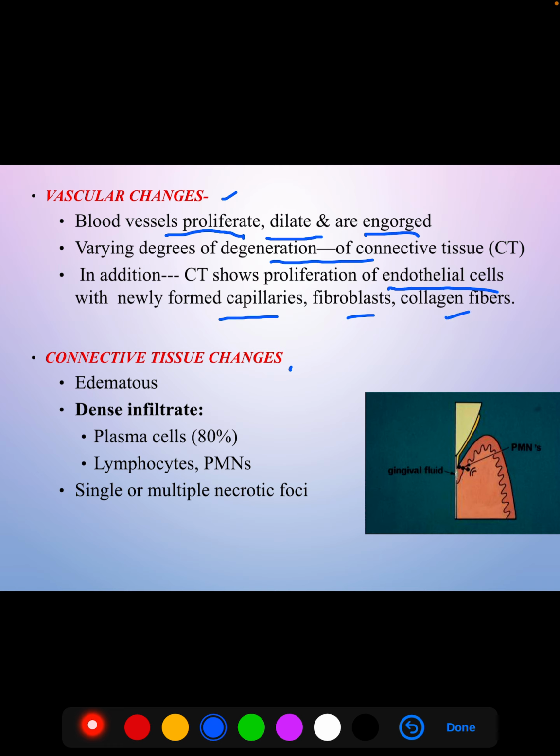What are the changes in the connective tissue? It will be edematous and there will be a dense infiltrate of plasma cells, lymphocytes and PMNs. Also, single or multiple necrotic foci will be seen.